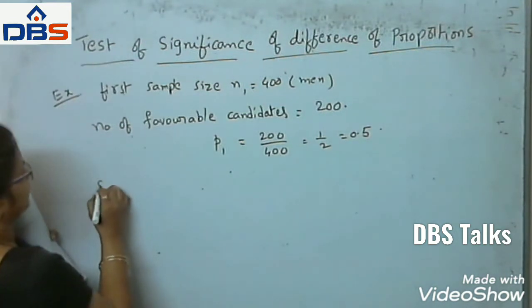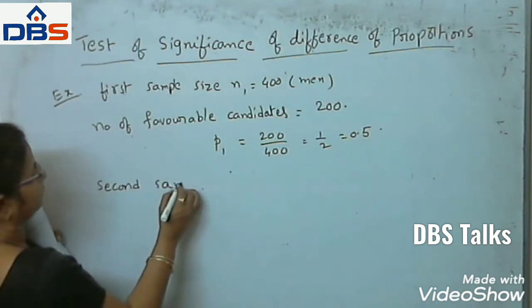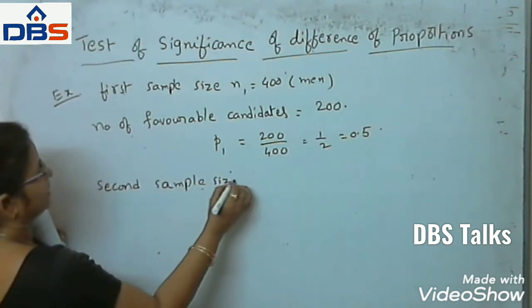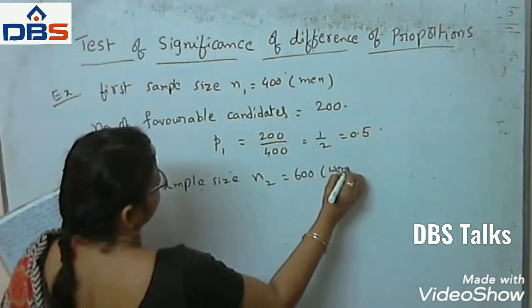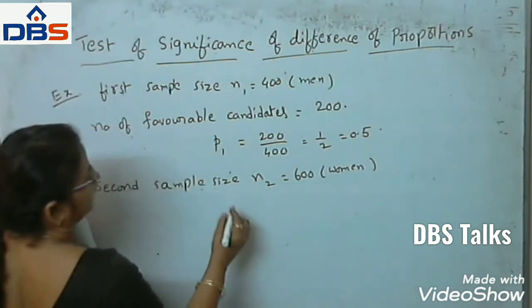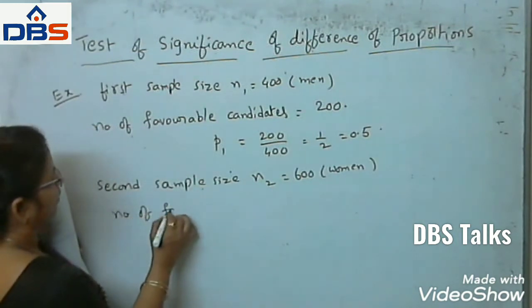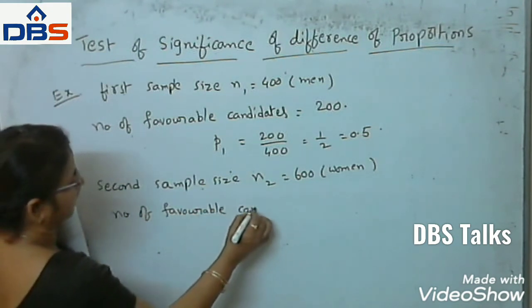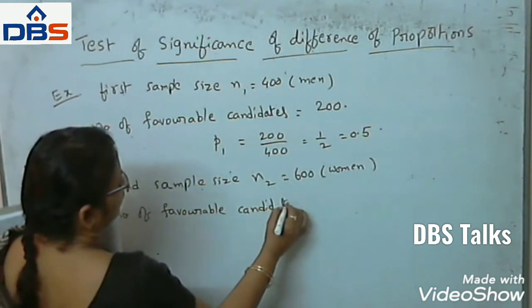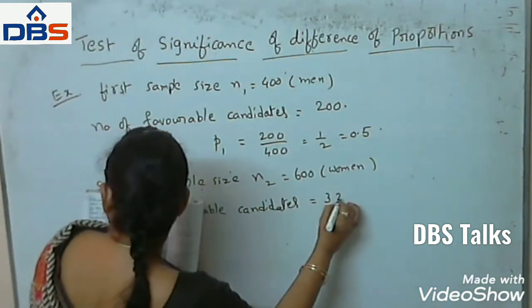Next, let us take the second sample. In the second sample, 600 women are taken. Number of favorable candidates: out of this, 325 women.